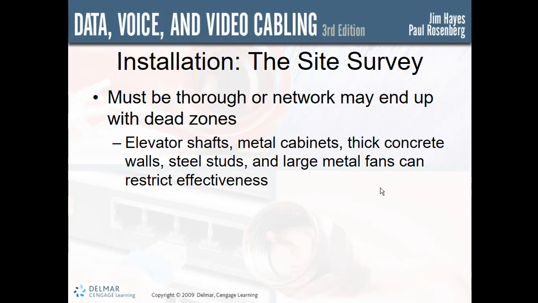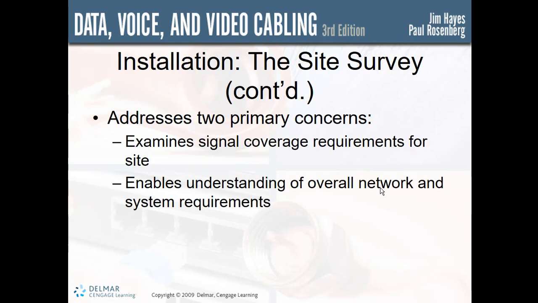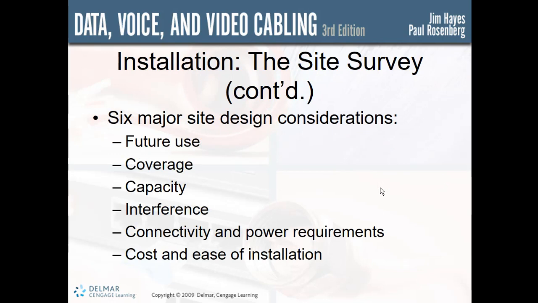The six major areas that you want to consider when you're designing your site would be future use, coverage areas, capacity, interference, power requirements, and the cost and ease of the installation.